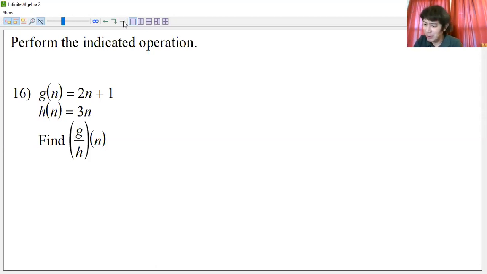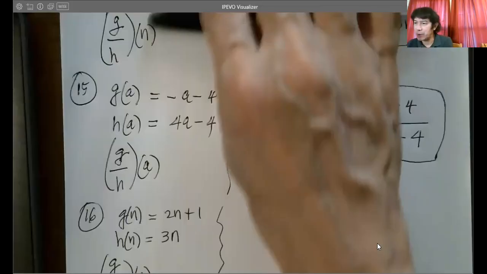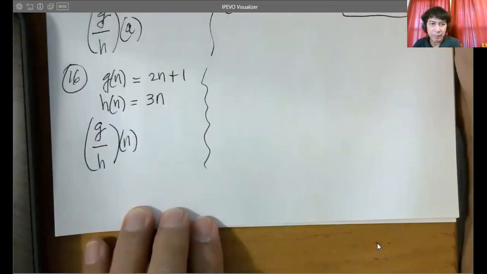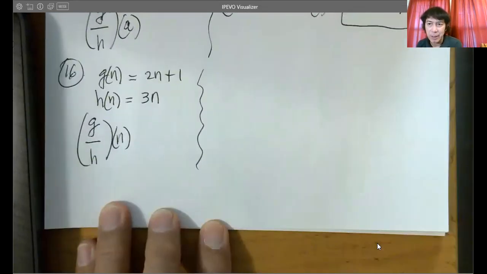All right, so let's have our 16. We have g of n equals 2n plus 1, and we have h of n equals 3n. We're asked to get g divided by h of n. All right, next we see our solution paper. Okay, let's have number 16 over here. That's exactly what we have for our last number.